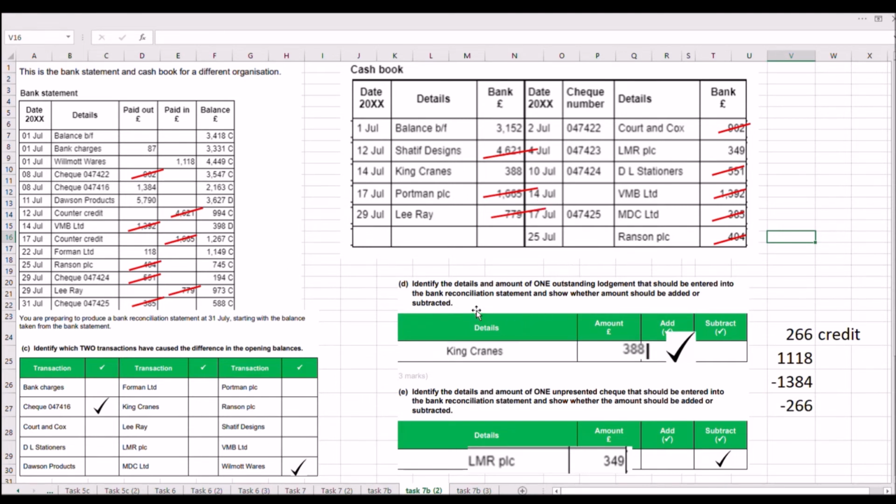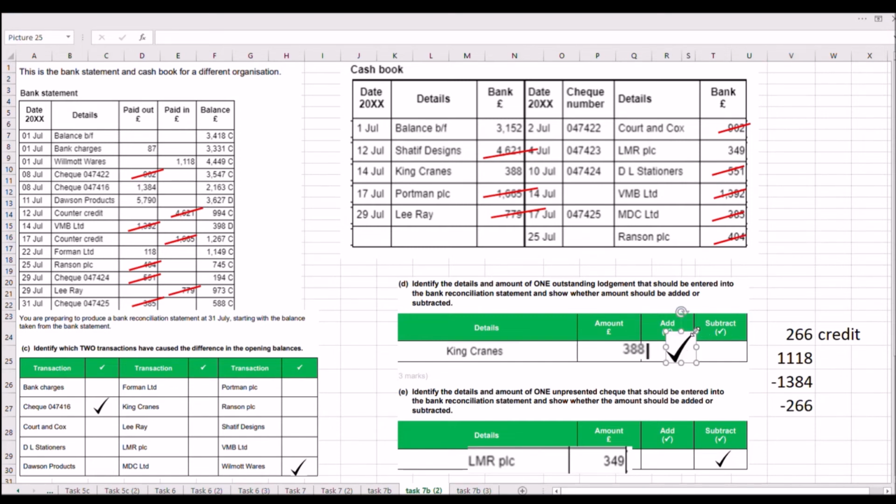Now the great thing is, what we know we ticked off here, we've now just got our outstanding lodgements here. And one item that's left over here on the debit side is King Cranes. That's not appeared in the bank statement yet, so it's an outstanding lodgement. And our one item on the credit side, which hasn't appeared in the bank statement yet, is this LMRC check here. And there's a check number there, so that's outstanding checks. So we've got those figures in there.